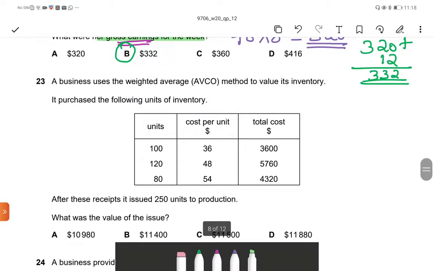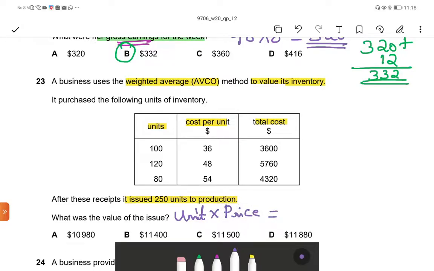Next. A business uses the weighted average cost method to value its inventory. It purchased the following units of inventory; they are given the units, cost per unit, and total cost. After these receipts, it issued, meaning sold, 250 units to production. What was the value of the issue? Value of the issue means units into price. Units into price is equal to how many units?